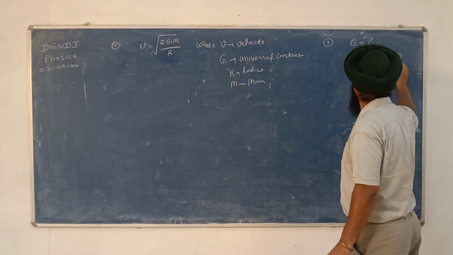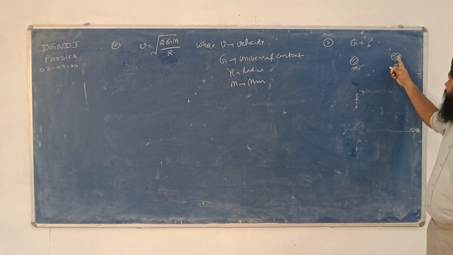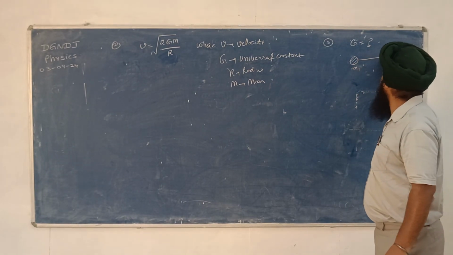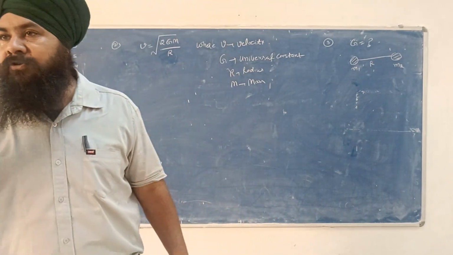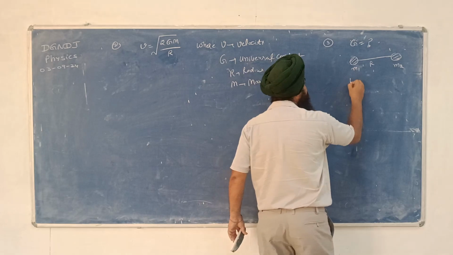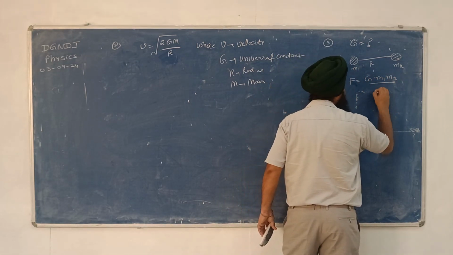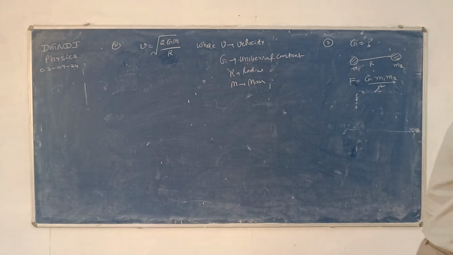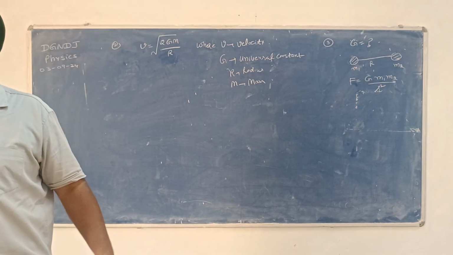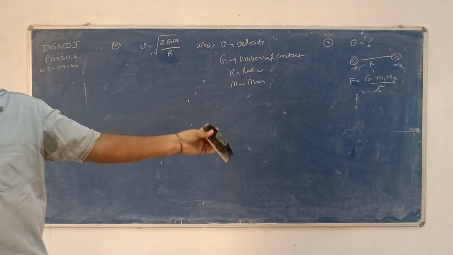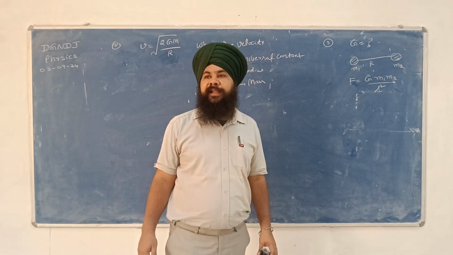Let us say this is m1, this is one object of mass m1, this is another object of mass m2, and r is the separation. So what is the gravitational force acting between the two objects? That is F is equal to G m1 m2 divided by r square. Which scientist has given this equation? Isaac Newton.